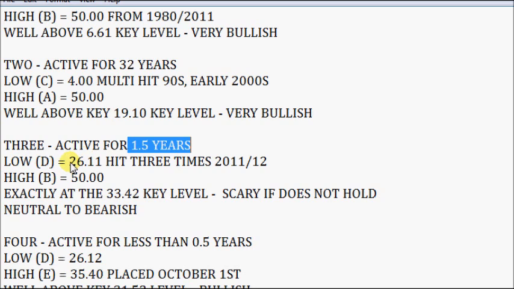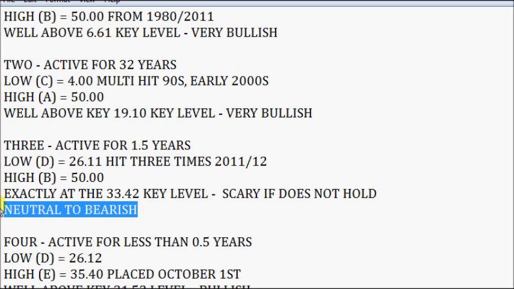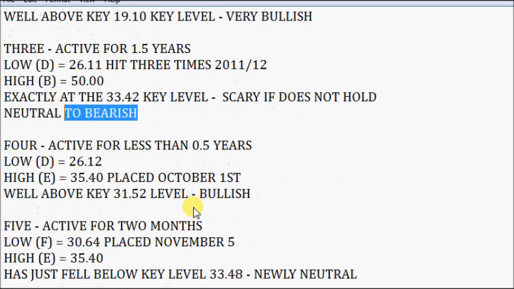The low of 26.11 was hit multiple times, although sometimes it was 26.12, sometimes 26.15, whatever. And then the same high. So from that level, it's exactly at that key level that we're talking about. Obviously it's scary if it does not hold, but currently that level is neutral to bearish. It was bearish. And of course, if it can get going from here, breaking 35, it'll go to neutral, and it really needs to get above 40 to go bullish.